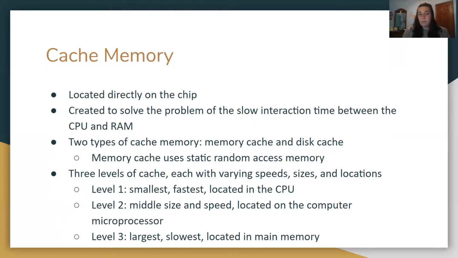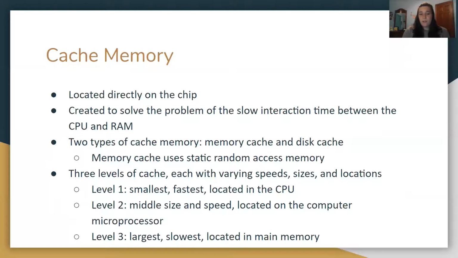The other topic in my paper was cache memory. Cache memory is located directly on the chip, and it was created to solve the problem of the slow interaction time between the CPU and the RAM. There are 2 types of cache memory: memory cache and disk cache. Memory cache uses static random access memory, as opposed to dynamic random access memory. Static random access memory is used because it's much faster, and that's the point of cache memory.